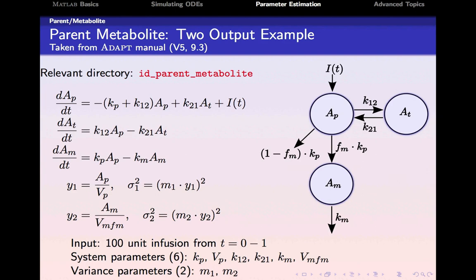The input here is an infusion of 100 units from time 0 to 1, and so we have basically 6 system parameters and 2 variance parameters. So this is an example of how to use the negative log likelihood option.